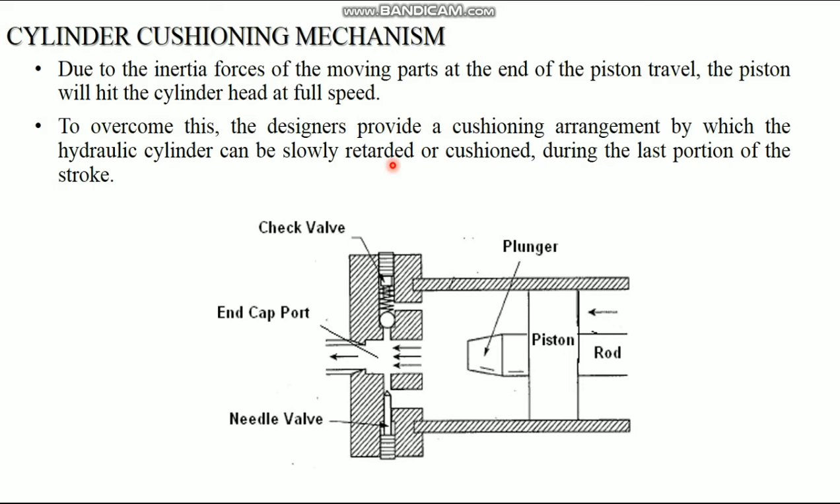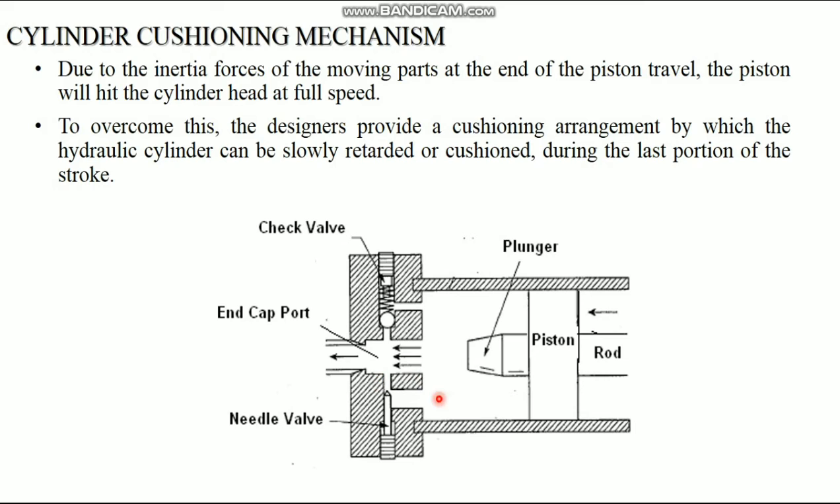This is the arrangement of the cylinder cushioning mechanism. As usual, it has a cylinder and the piston rod. At the blank end of the cylinder, on the face of the cylinder there is a plunger. Then this is the fluid passage, this is the check valve, this is the needle valve. By adjusting the needle valve, we can increase or reduce the flow passage.